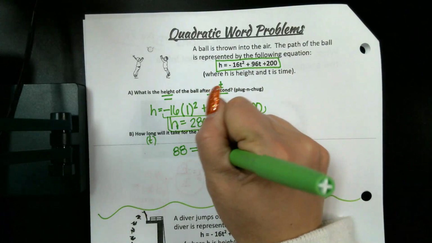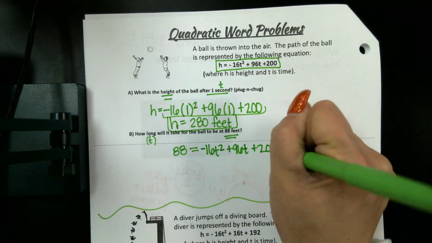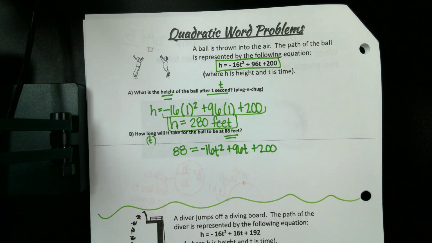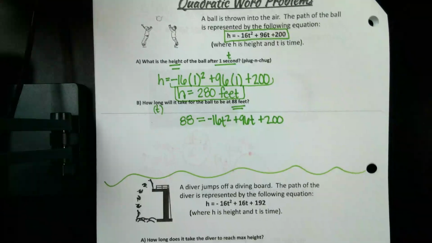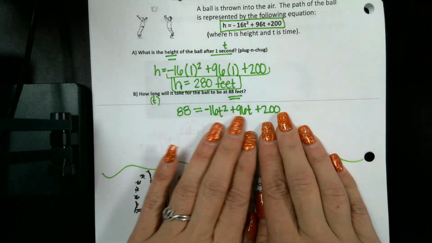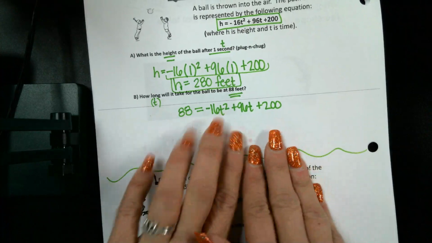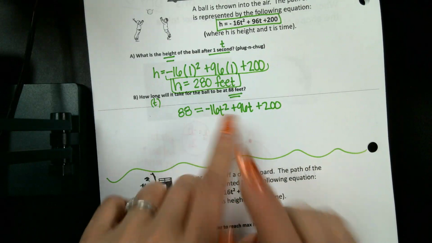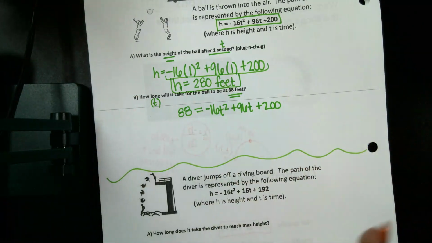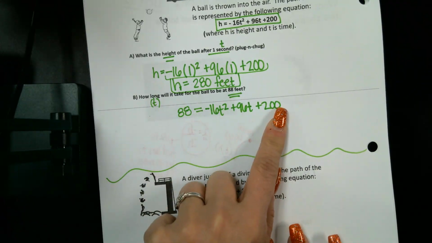So -16t squared plus 96t plus 200. And don't confuse your plus signs with t's. It's kind of a pain, but. Now you guys know that in order to solve a quadratic, doesn't this have to be set equal to 0? This is not set equal to 0. You guys also know I can't stand to have this negative sign in front of my x squared term or t squared term, but just bear with me because I'm going to do something to get rid of this negative sign after we move this over, okay?